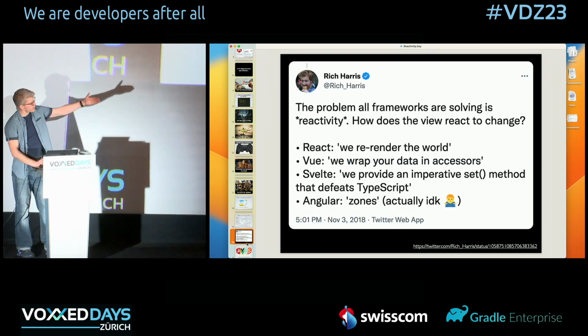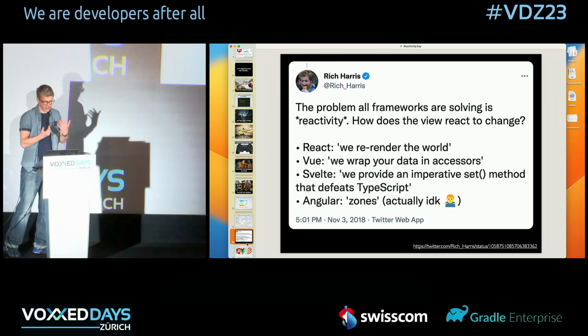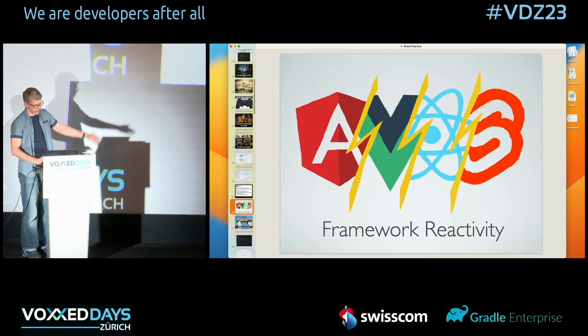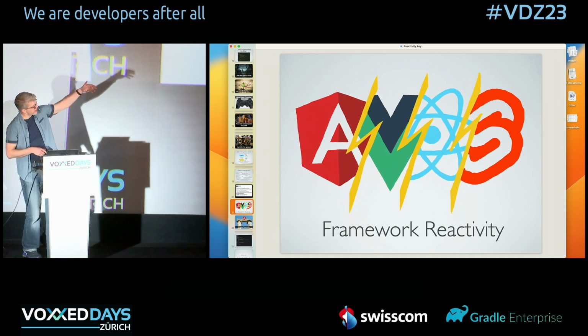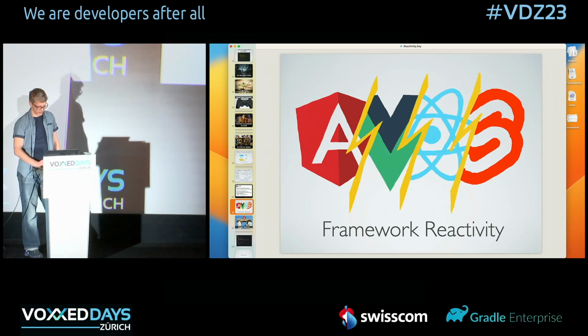And that's basically what all the modern frameworks are doing. And that's also one of the major differences: how the frameworks actually do that. So let's go into code. We go to Angular, React, Vue, and Svelte and look at how they do that in a simple example.